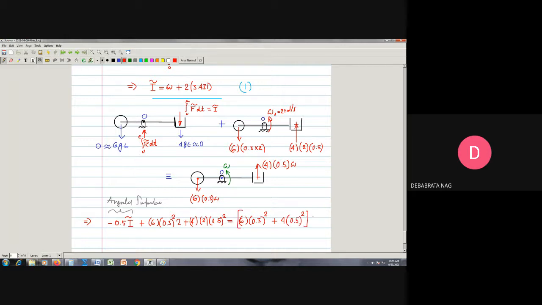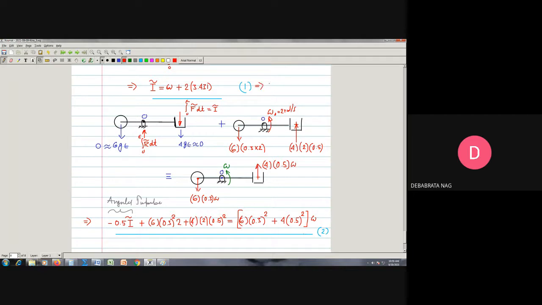So this is going to be my second equation. So I can write, this is our second equation. One thing that we need to do, therefore, is to eliminate this I tilde. So what I will do, I will simply multiply it by 0.5, right, and add these two equations.